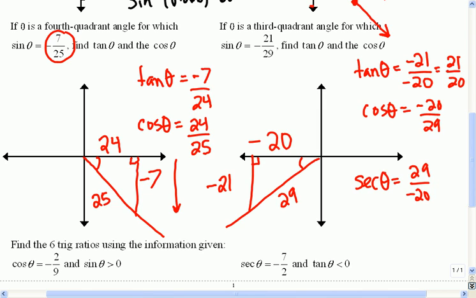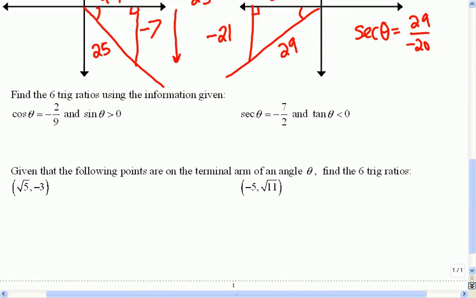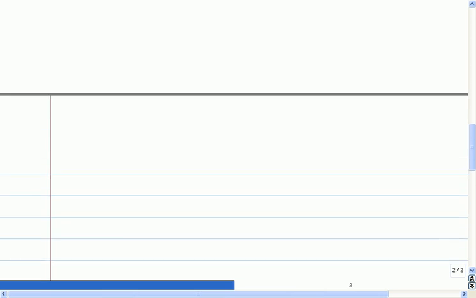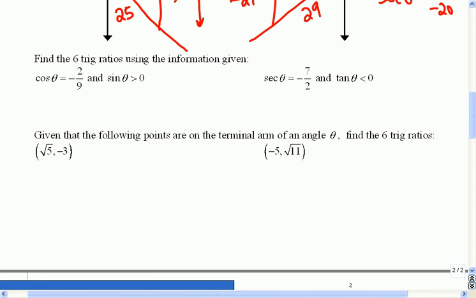Okay, so if you can find the first 3 ratios, then for example over here, what if I was looking for the cosecant? What would I end up with? Yeah. So just the reciprocal of the sine ratio. So if you can find the first 3, it's pretty easy to find the rest of the 6. So let's just find the first 3 ratios, sine, cosine, and tangent, for these 2 questions.